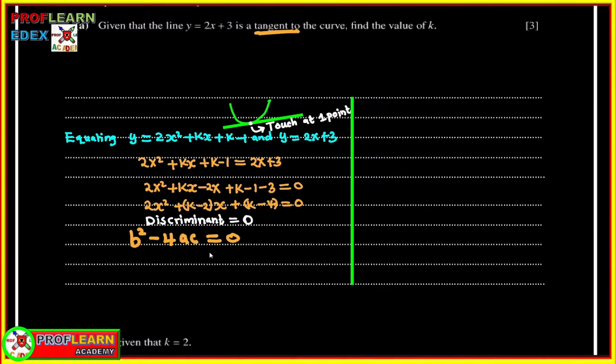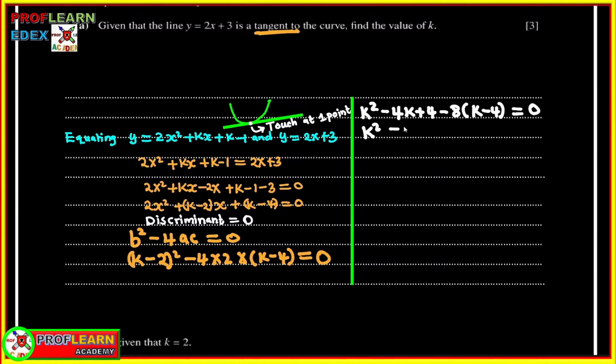I can write the formula for the discriminant, substituting what I have so that I can simplify. I'm going to have k squared minus 4k plus 4, and that is going to be 8 into k minus 4. Then putting the like terms together, we are going to have k squared minus 12k plus 36 equals 0. Solving this, what are we going to get?